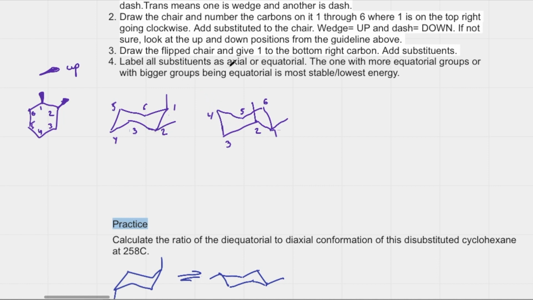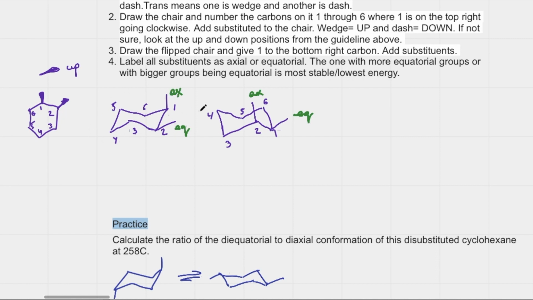I have to label all substituents as axial or equatorial. So let's go ahead and do that. What is this? It's straight up, so that must be axial. This is at an angle, equatorial. This is straight up, axial. This is at an angle, so it's equatorial. And I'm told that the position with the more equatorial groups, or with bigger groups being equatorial, is the most stable and lowest in energy.